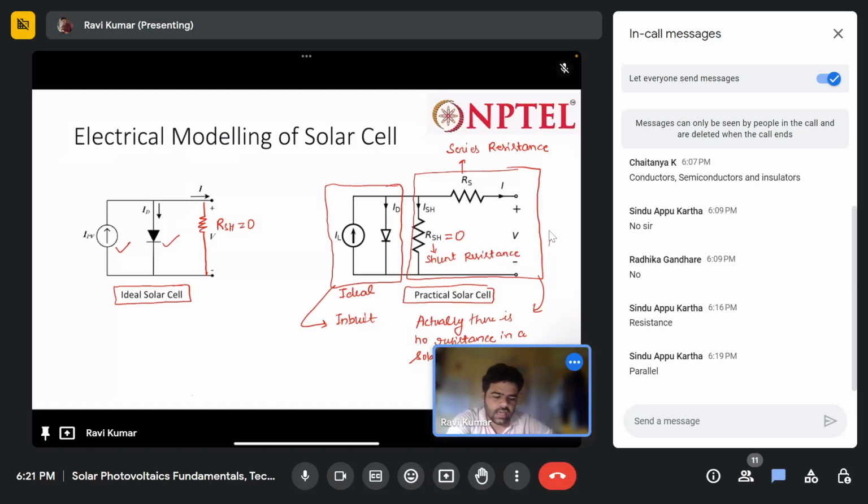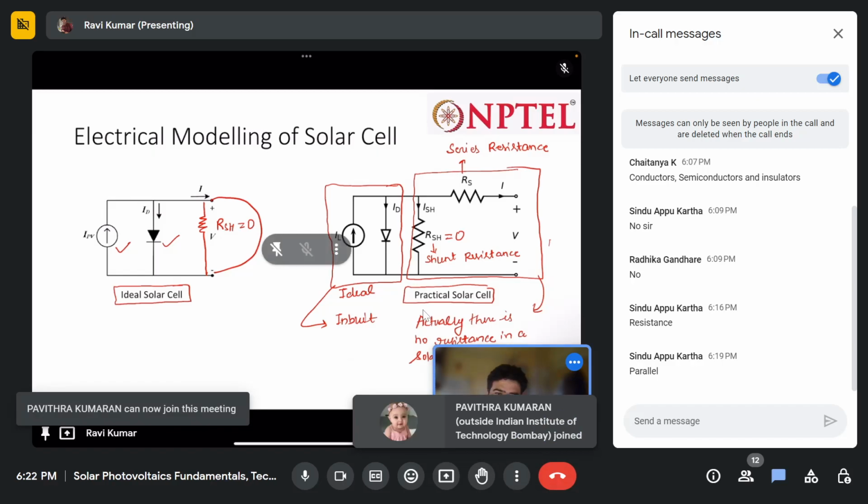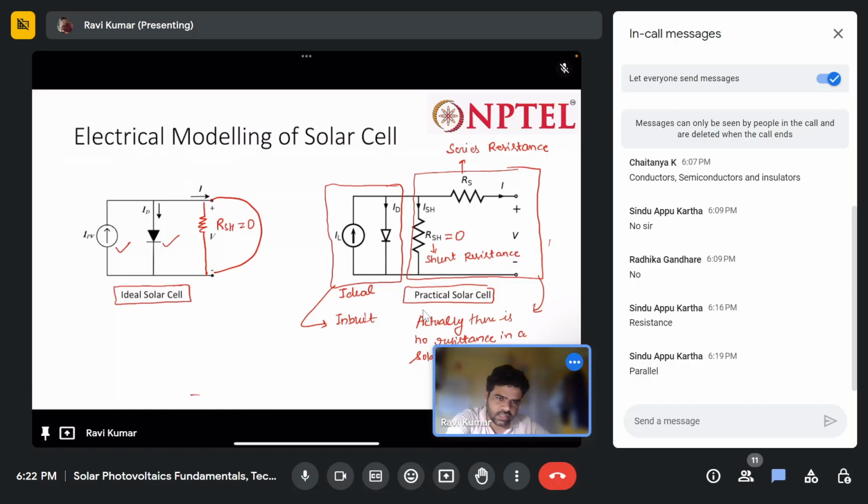RSH at 0 means I am connecting these two terminals, and if I am connecting these two terminals, I am short circuiting the solar cell. So that will be the short circuit condition. So shunt really means short circuit, which is taking towards the short circuit condition. That is the meaning of shunt. So that's why it is a shunt resistance and that is a series resistance.